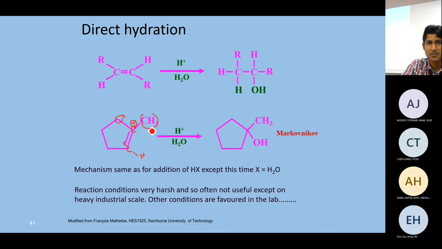And then the hydrogen goes to the carbon that has more hydrogen. Markovnikov rule: rich getting richer. The hydrogen is going to the carbon that already has a lot of hydrogen. Out of this H2O, meaning hydrogen plus hydroxyl, the hydrogen goes to the carbon with more hydrogen already, and the hydroxyl goes to the carbon with more substitution. So this is the Markovnikov rule.